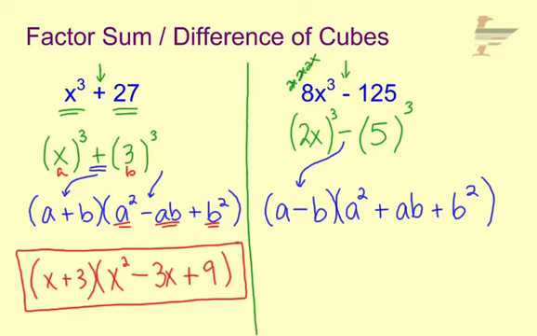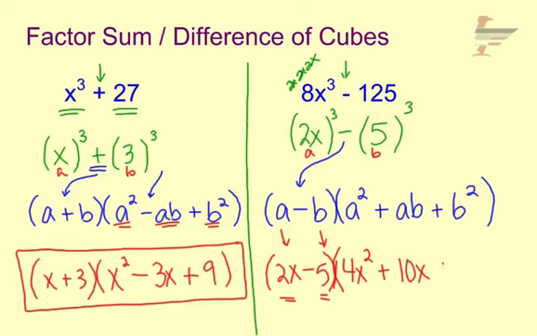Then we just go to filling into our formula. Our a is this 2x, our b is the 5. So 2x minus 5, just filling in the a and the b. And then you're really working with your 2x and your 5. Next we have to square the a. So this is a 2x times 2x, which is a 4x squared, plus a times b, 2x times 5 is 10x, plus b squared, so when you square your 5, you get a 25. And we are done.